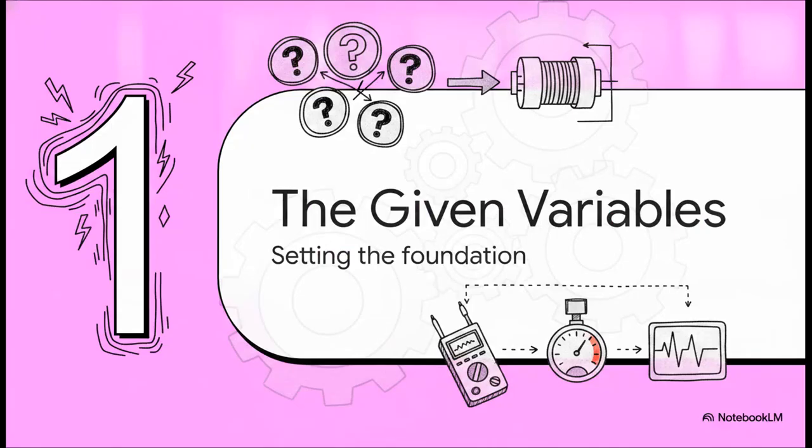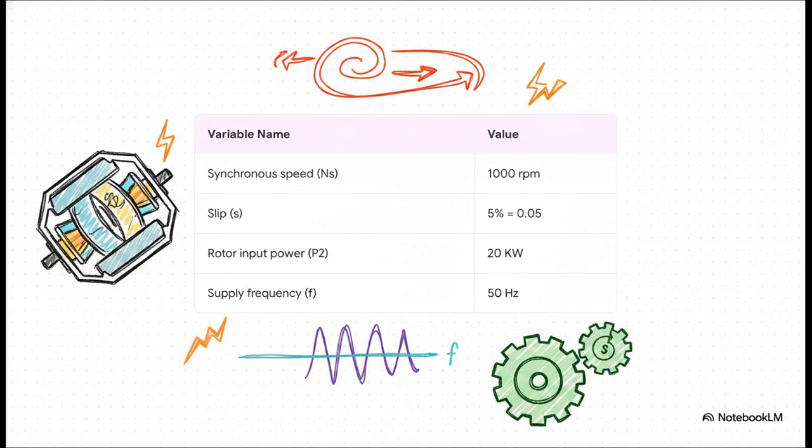All right, step one, defining the given variables. You gotta love how neatly the original author laid this out. We've taken their given section and dropped it into a quick table here. We essentially have four main clues to work with. First up, synchronous speed. That's ns, sitting at a solid 1,000 RPM. Next, we've got our slip, represented by a lowercase s, which is 5%. But remember, for the math, we're going to convert that right into a decimal, making it 0.05.